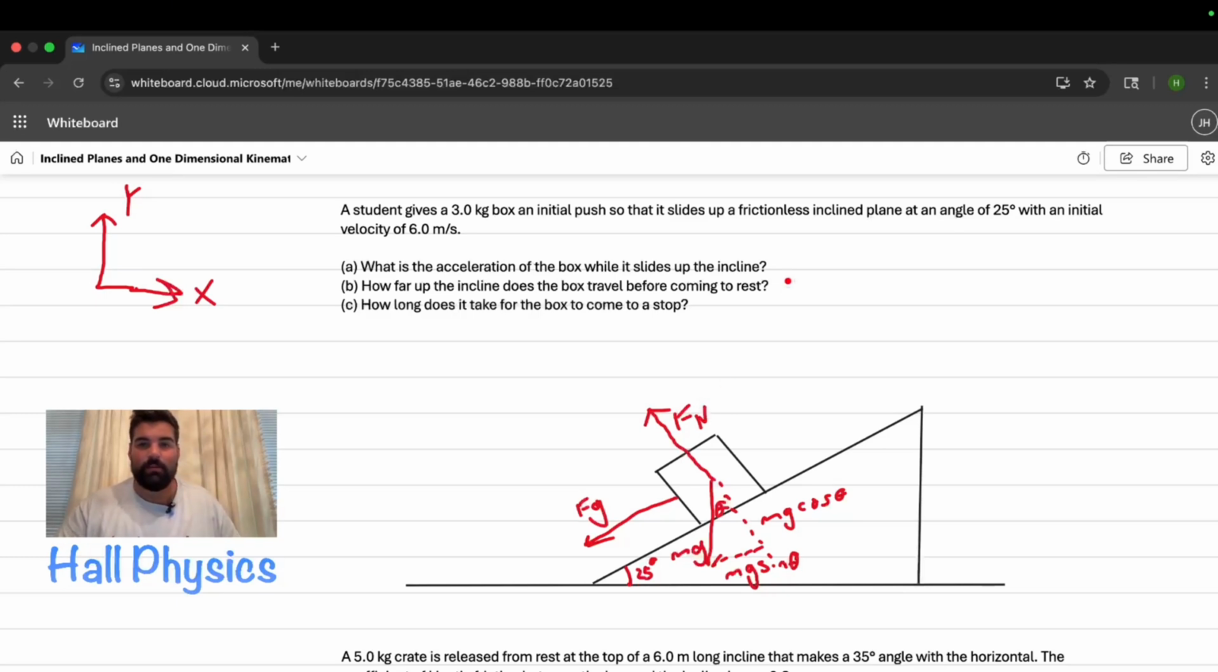Okay, first thing we can do is go ahead and just solve for mg that's given in our problem. So mg is going to equal 9.8 times 3. That's going to give us 29.4 newtons.